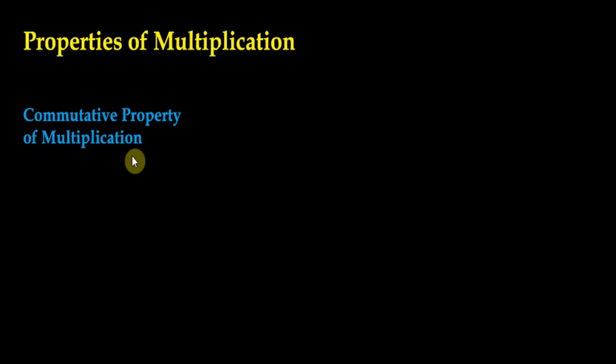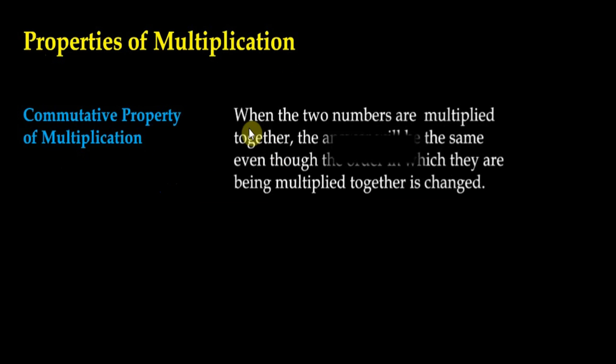Let's see what the properties of multiplication are in this video. So the first property is the commutative property of multiplication. So what does this property say? It says when two numbers are multiplied together, the answer will be the same even though the order in which they are being multiplied together is changed.